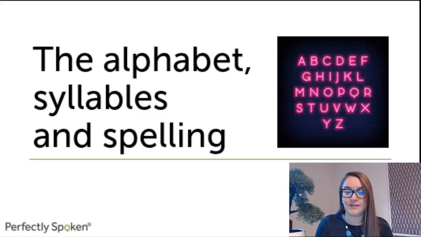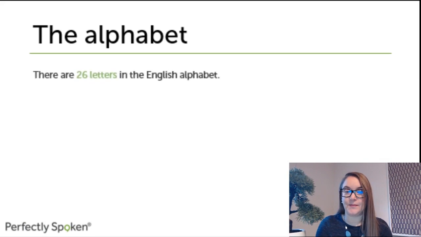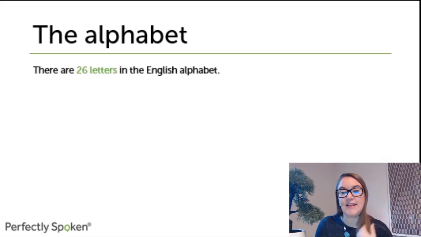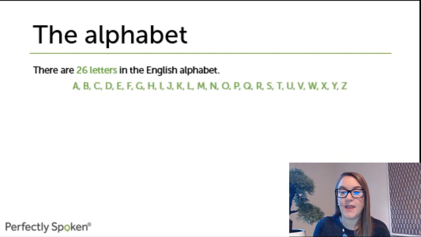The alphabet, syllables and spelling. There are 26 letters in the English alphabet. A, B, C, D, E, F, G, H, I, J, K, L, M, N, O, P, Q, R, S, T, U, V, W, X, Y, Z.